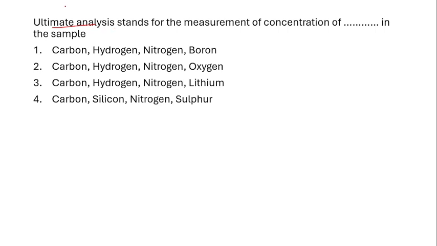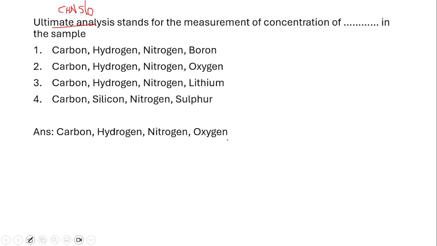So this is usually measured with the help of an instrument called a CHNSO analyzer. So in this one, the most suitable option is CHNO: carbon, hydrogen, nitrogen, and oxygen. In this one, CHNS is measured and oxygen is indirectly measured by subtracting the known concentrations.